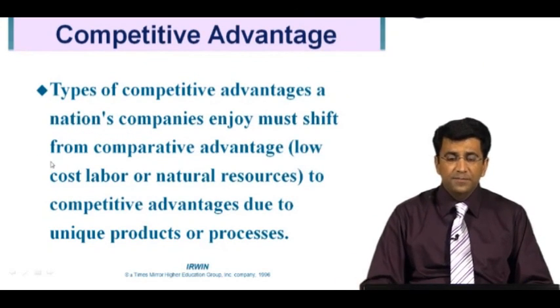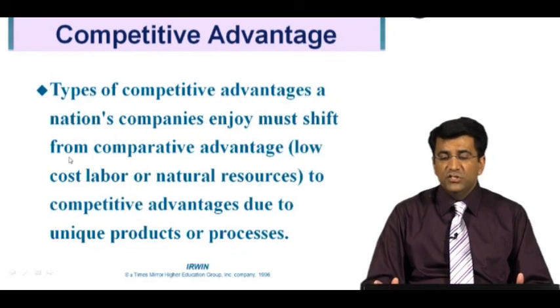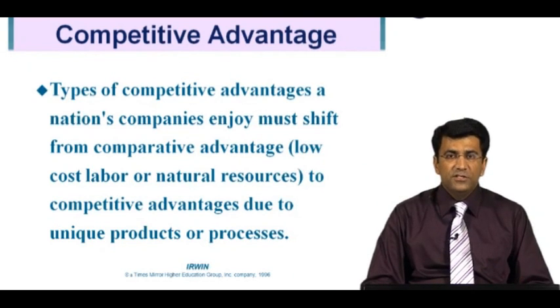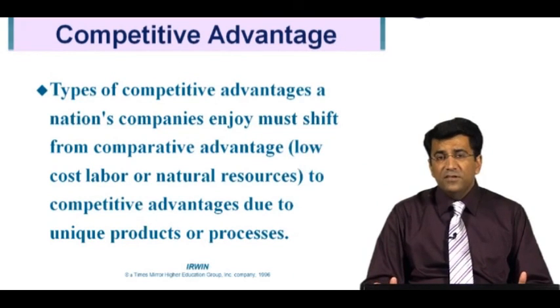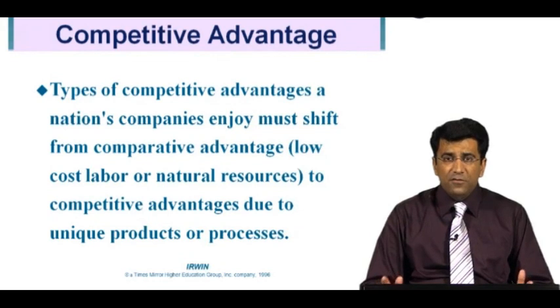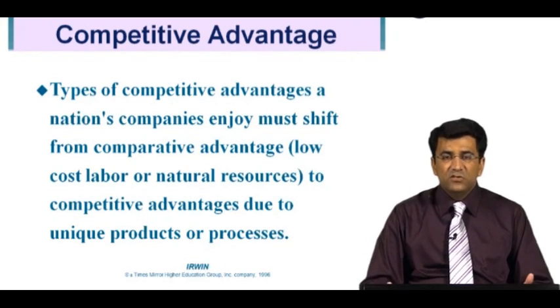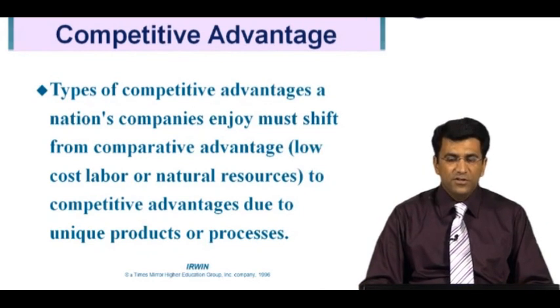Now, competitive advantage again. The types of competitive advantages a nation's companies enjoy must shift from comparative advantage to competitive advantage. Now, there are two types of advantage. One is the comparative advantage, the other one is the competitive advantage. Now, what is comparative advantage? If a firm has access to some natural resources which the other firms don't have, and if that firm has an edge due to the availability of those natural resources, then that will be termed comparative advantage.